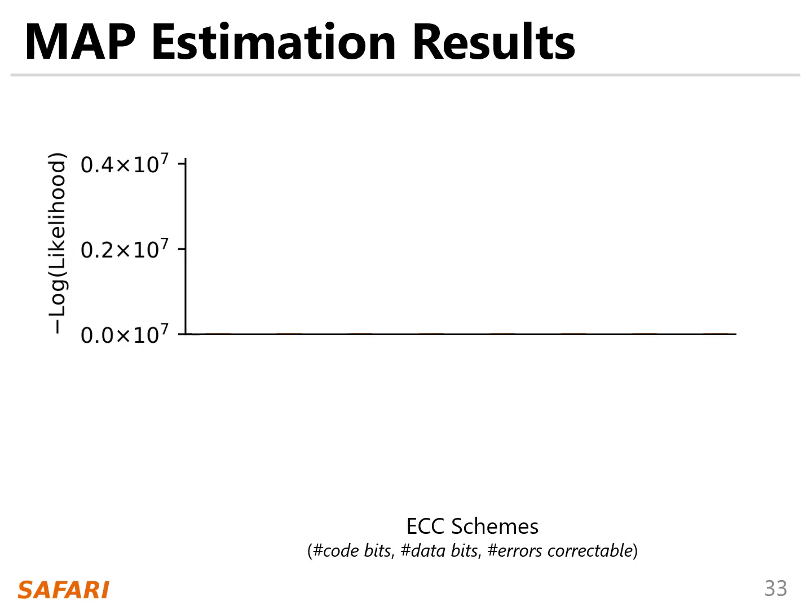So now I'm going to show the results of our MAP estimation. And here along the y-axis, instead of just the likelihood, I'm actually showing the negative log likelihood. This is for the sake of convenience, and what this means is that a lower value on the y-axis means that a scheme is more likely. Along the x-axis, I'm going to show many different ECC schemes that we consider. And I show them by the number of code bits, the number of data bits, and the number of errors correctable as a triplet in parentheses.